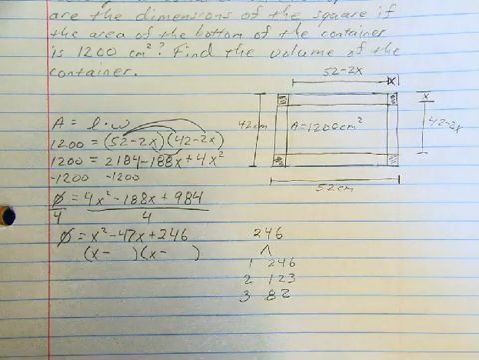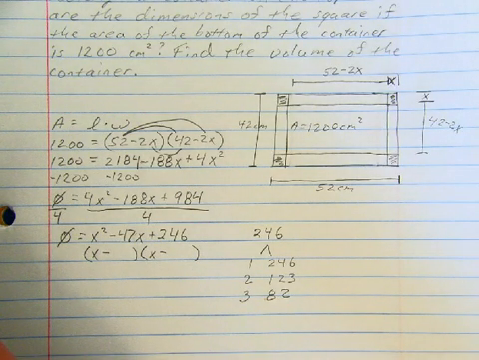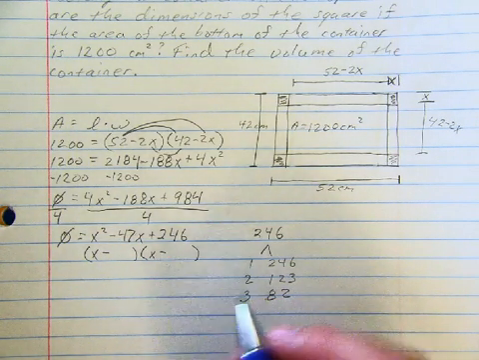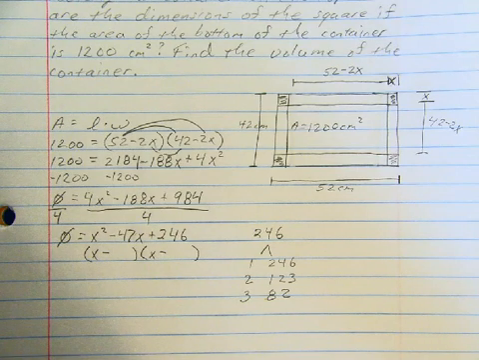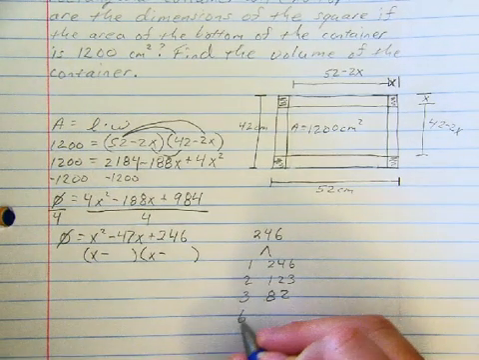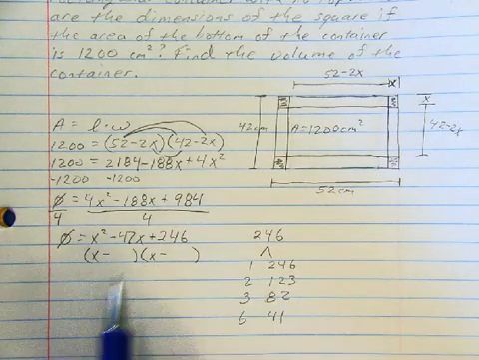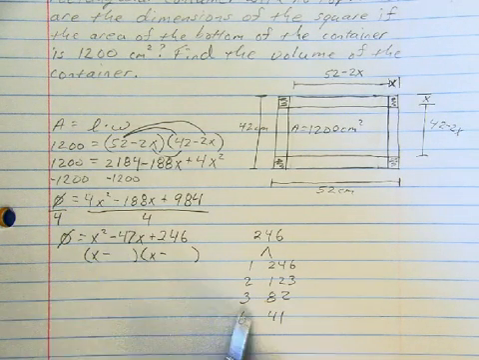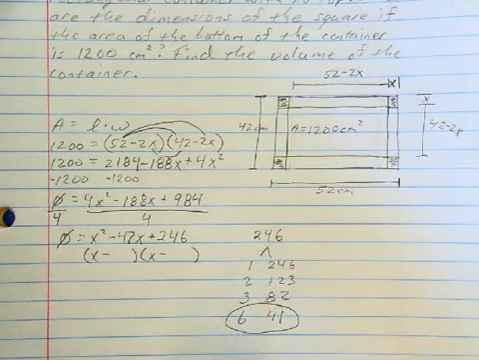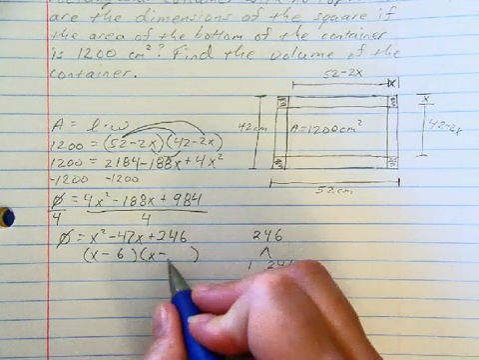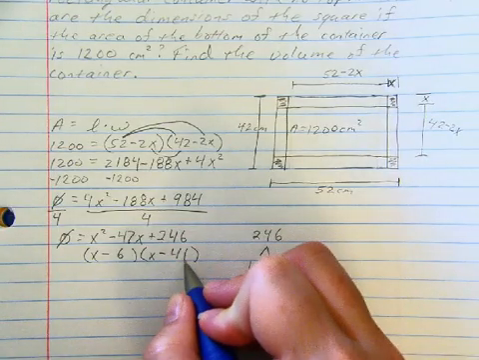4 does not go in there evenly. 5 is not going to go in there evenly. So let's try 6. 6 goes in there 41 times. That one looks like that's going to get pretty close here, and we do want the sum. This one's going to work. It's going to give us 47. So we're going to go 6 and 41.